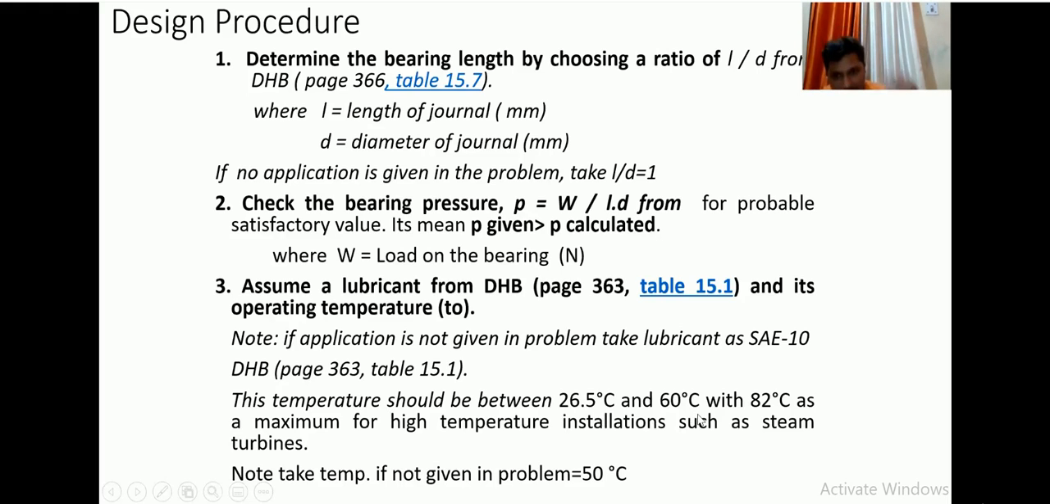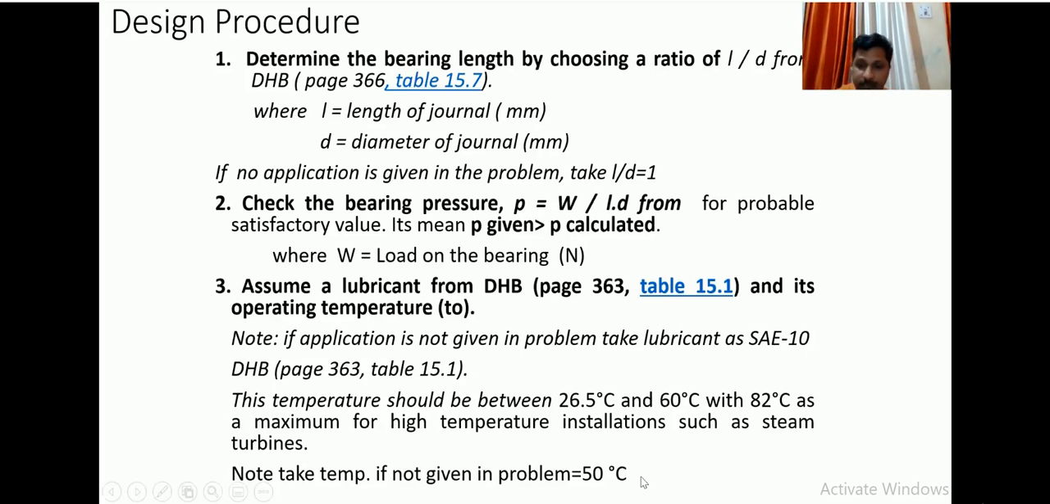And for a higher temperature application, like the installation of a steam turbine, we will go up to 82 degrees centigrade. But in normal conditions, we take the operating temperature as 50 degrees. If the operating temperature is not given in your problem, then we will take it as 50 degrees.